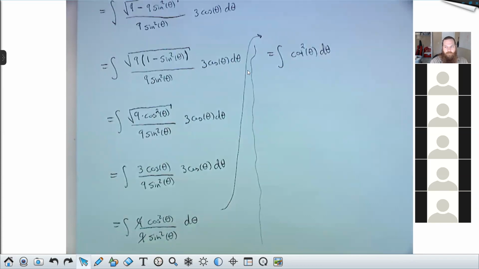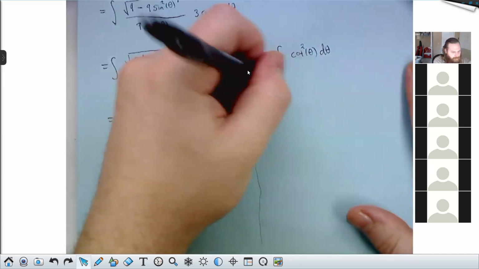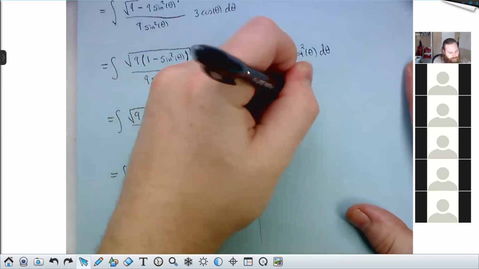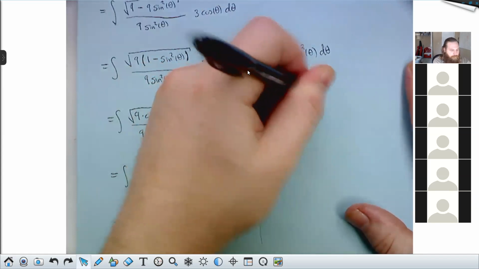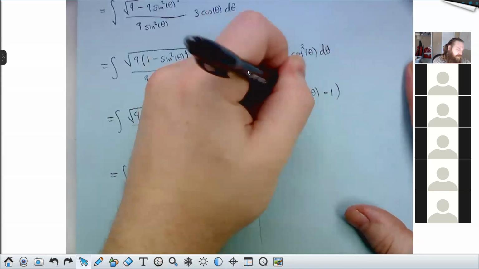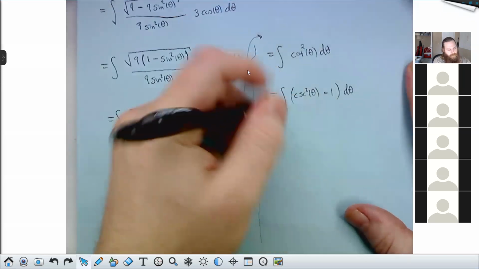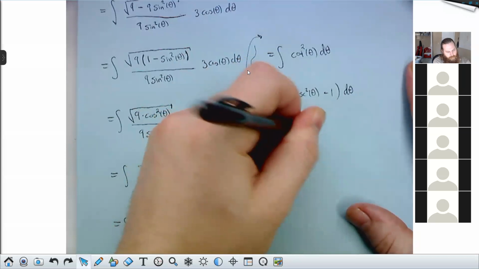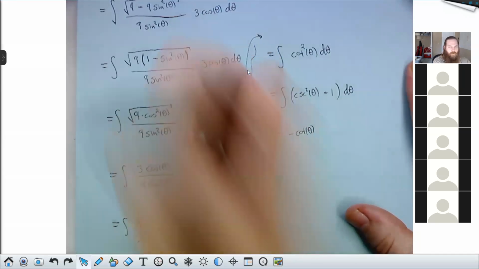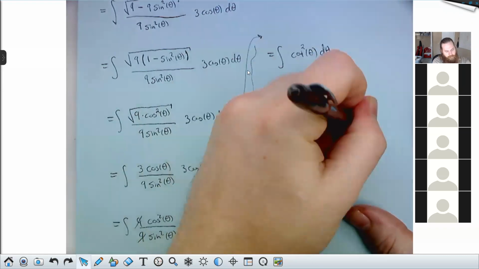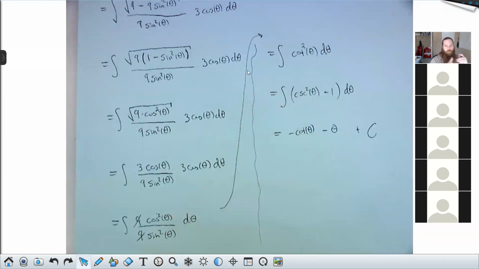Would you have to convert it to 1 plus cosecant squared first? Yeah, something like that. That's the game. So we use the Pythagorean identity. Cotangent squared plus 1 is cosecant squared, so this is the same as cosecant squared theta minus 1. Cosecant squared integrates to negative cotangent, and the 1 just integrates to theta. So at this point, we've solved our integral.